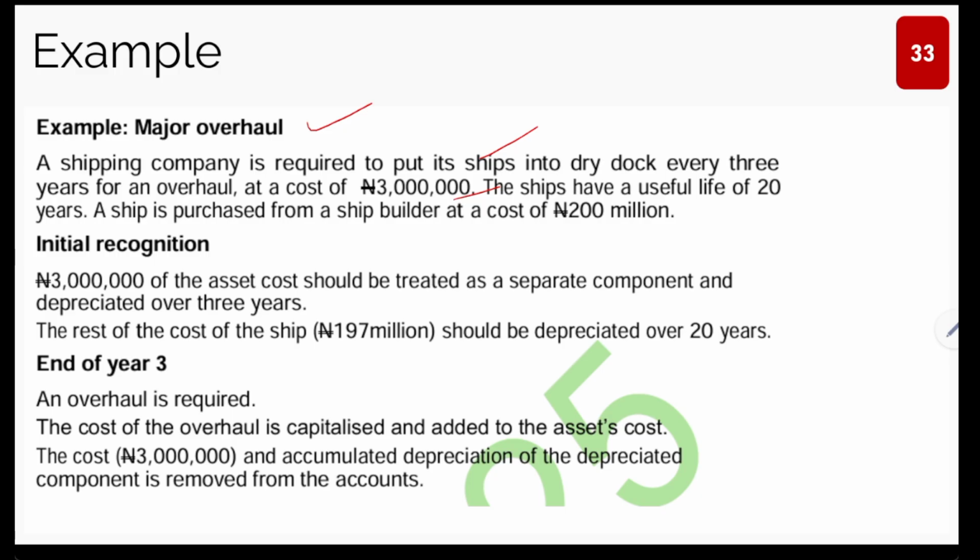But the law says you have to write off the old one, because now that you have a new one, the carrying amount of the old one is still somewhere in the business, so you have to write it off. So if the new one would cost 200 million, removing the carrying amount of the old one, which is 3 million, we're left with 197 million, and this is what we're going to be depreciating over the useful life of the asset.